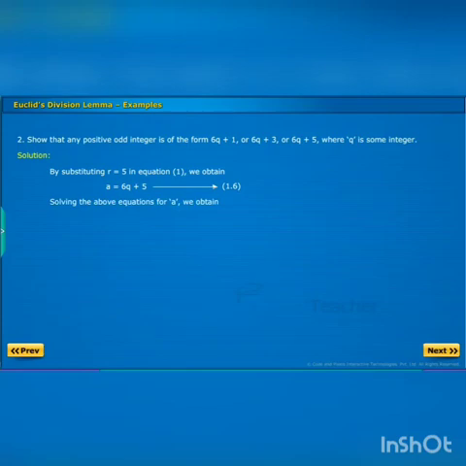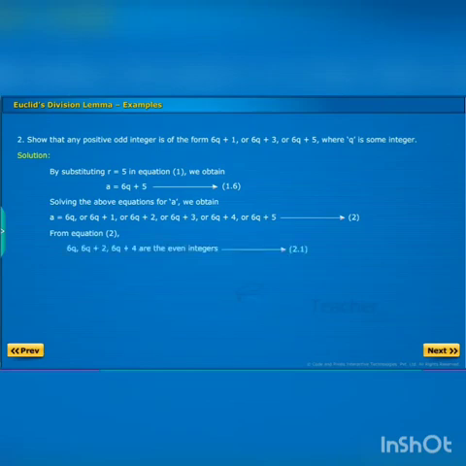Solving the above equations for a, we obtain a is equal to 6q or 6q + 1 or 6q + 2 or 6q + 3 or 6q + 4 or 6q + 5. From equation 2, 6q, 6q + 2, 6q + 4 are the even integers. 6q + 1, 6q + 3, 6q + 5 are the forms of any positive odd integer.